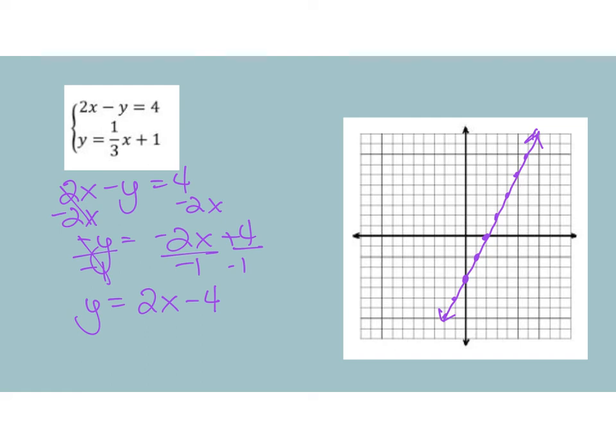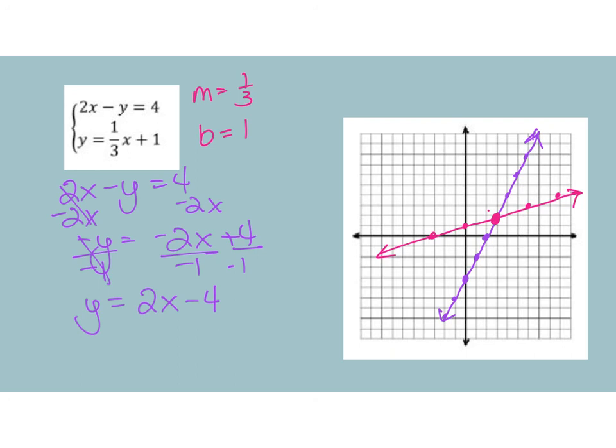So now let's do the other one. In this case, we do not need to do any manipulation. We have a slope of 1/3 and a y-intercept at 1. So here's my y-intercept at 1 and a slope of 1/3. So I'm going to go up 1/3. I'm actually going to stop right there because we have a point of intersection, which happens to be right here.